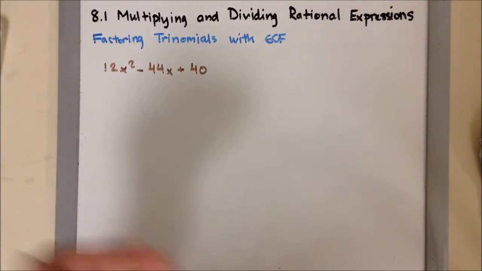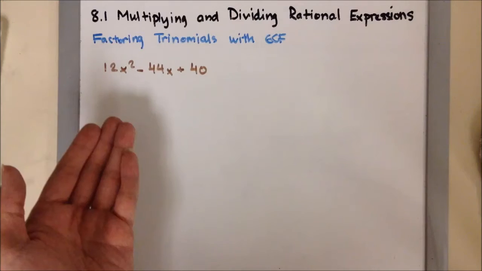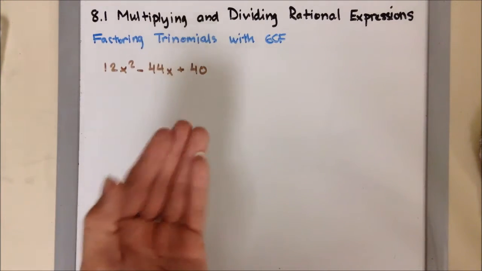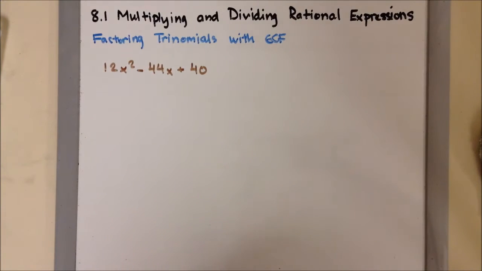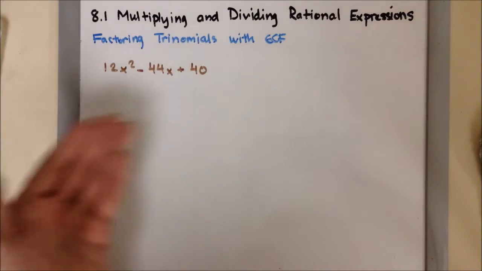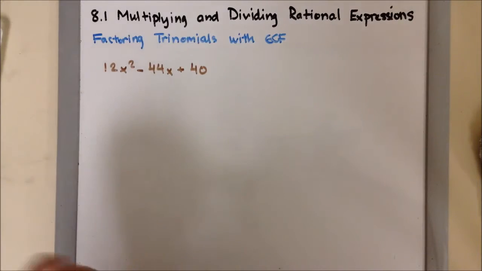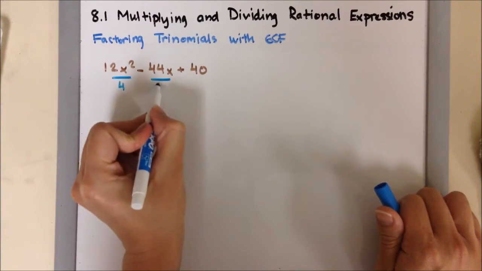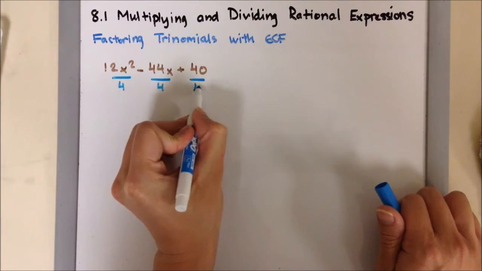So let's take a look. First, we have 12x squared, and then in the second term, negative 44x, and then the last term, 40. If we take a closer look, they're all even numbers, so that means that they are divisible by 2. But could we go with a higher number? In this case, we can, because we can factor out or divide all terms by 4. So I'm going to divide each term by 4 in order to factor it out.